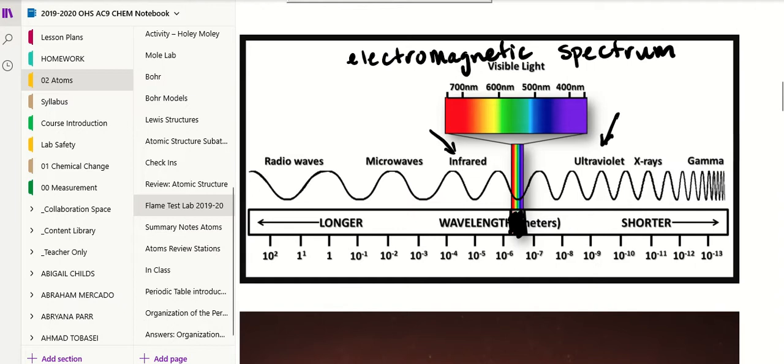So today, we are doing something called the flame test lab. And basically what we are looking at with the flame test lab is the energy given off by particular atoms when you energize their electrons. So, what exactly do I mean by this?